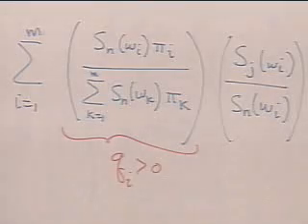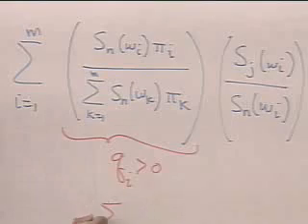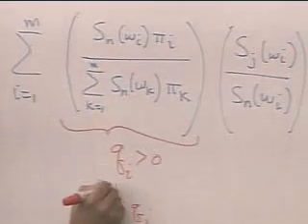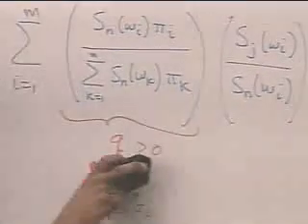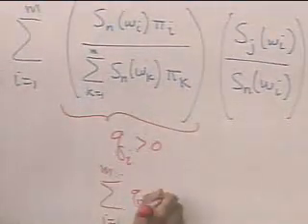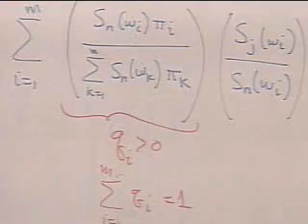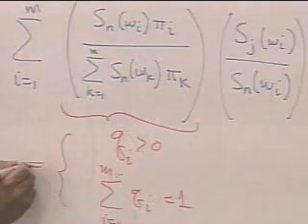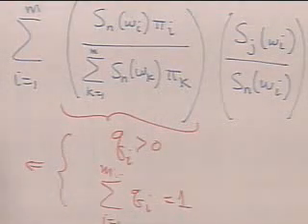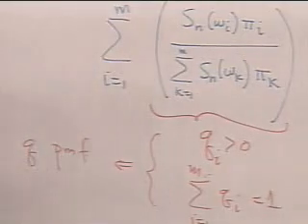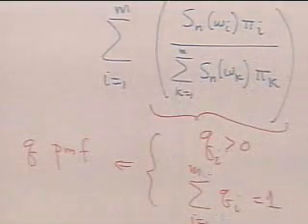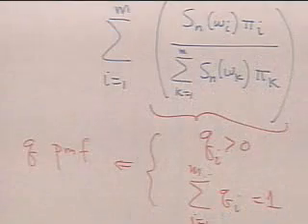So it's less than 1, but you can say something stronger, which is that if you sum up all the qi's, i going from 1 through m, they sum equal to 1. These two statements imply that Q is a probability mass function. It's some arbitrary probability mass function. I've just created this probability mass function by looking at the dual variables.